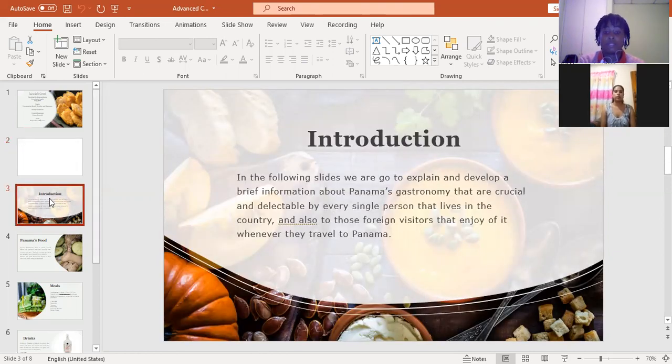In the following slides, we are going to explain and develop brief information about Panama's gastronomy that is crucial and delectable to every single person that lives in the country and also to those foreign visitors that enjoy it whenever they travel to Panama.